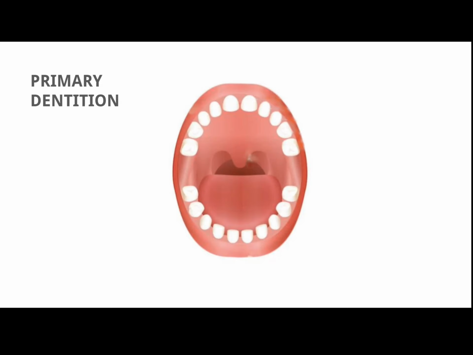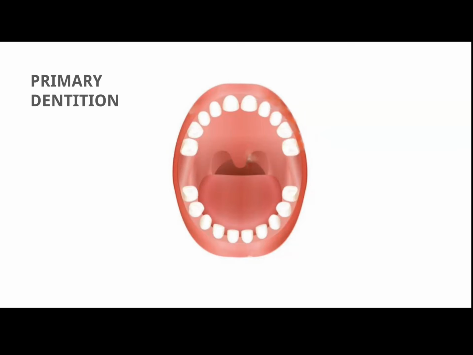Now, on the baby teeth or primary dentition, there are a couple of differences. Baby teeth only have 20 teeth, and just like the permanent teeth, we have central incisors, lateral incisors, canines, and molars. We have first molars and second molars.